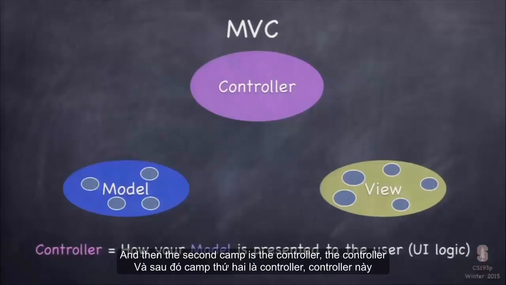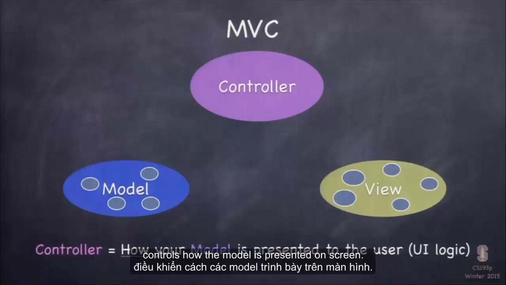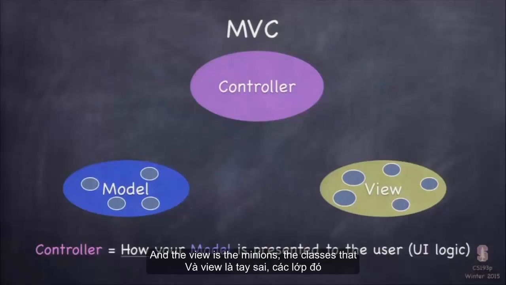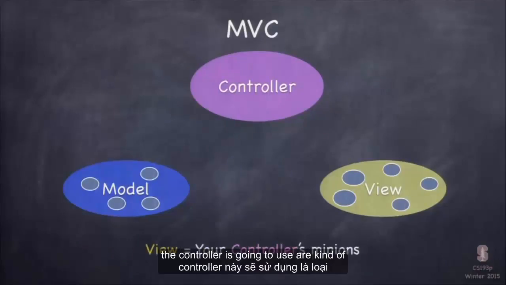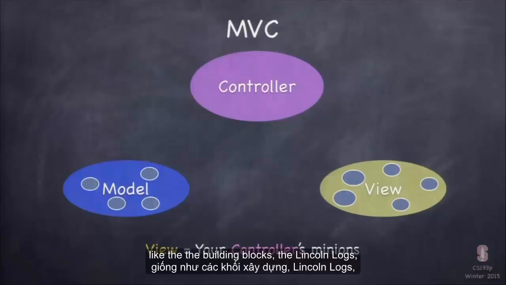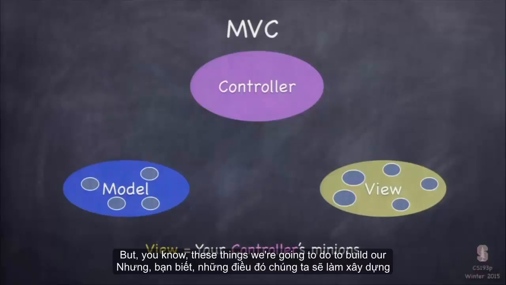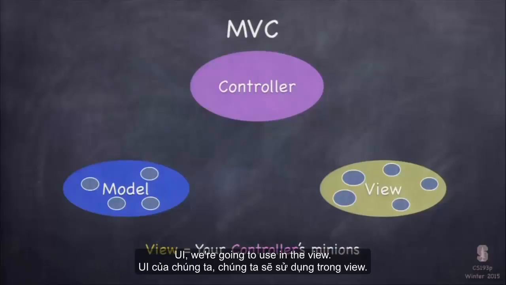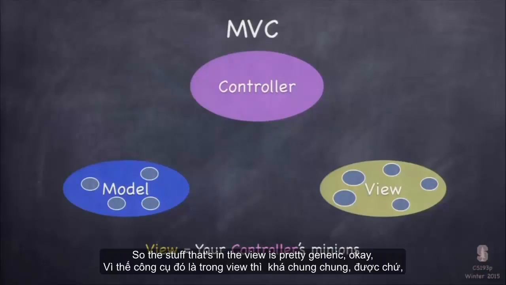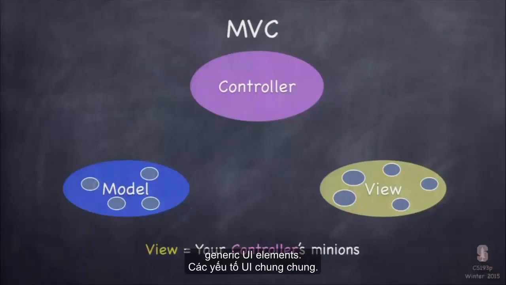And then the second camp is the controller. The controller controls how the model is presented on screen. And the view is the minions, the classes that the controller is going to use, kind of like the building blocks, the Lincoln logs. I don't know, maybe that's before all of your time, but the things we're going to use to build our UI are in the view. So the stuff that's in the view is pretty generic, generic UI elements.